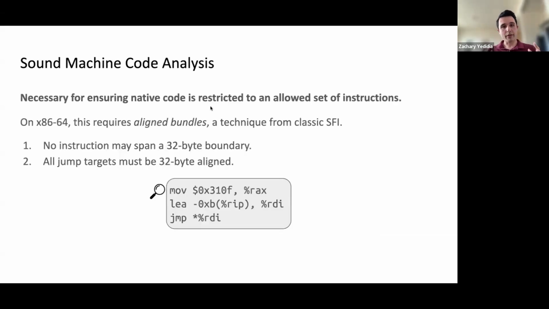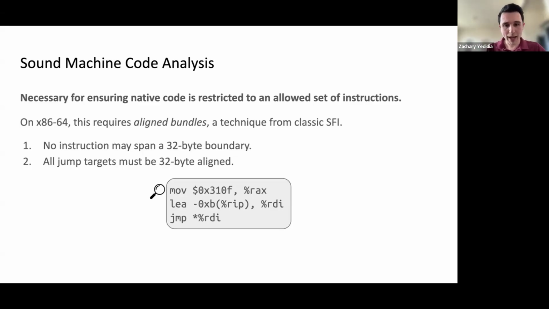So in order to have sound machine code analysis, the first thing we're going to do is enforce aligned bundles on the machine code. The rules are: we organize our instruction bytes into 32-byte bundles, no instruction may span a 32-byte boundary, and all jump targets must be 32-byte aligned. What that means is all the jumps are going to go to some 32-byte boundary, and there may never be an instruction spanning that boundary, so it can never go into the middle of an instruction.